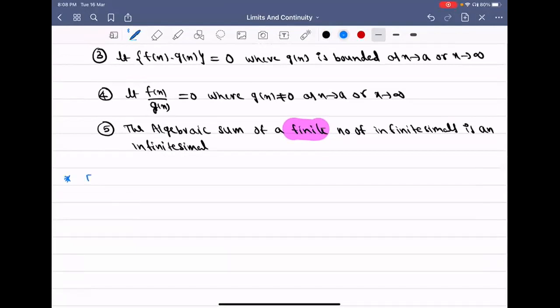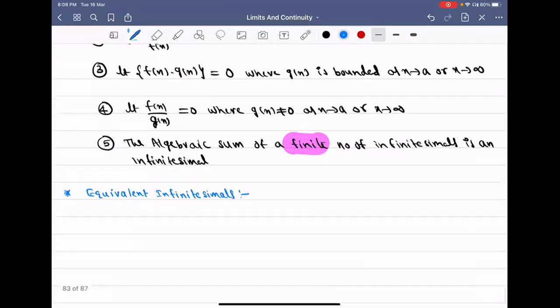Equivalent infinitesimals. Next concept.